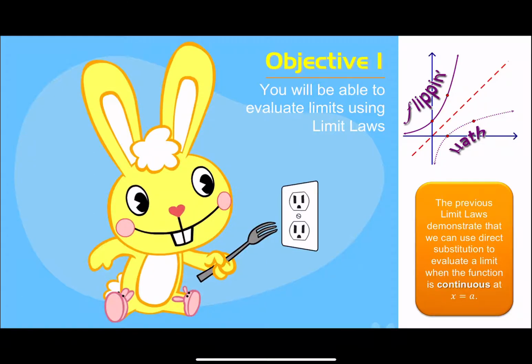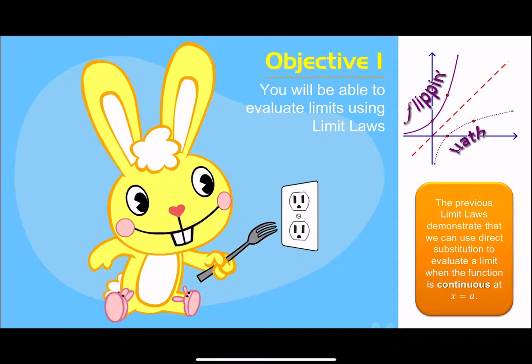So the first part of this lesson was a whole bunch of limit laws. And basically, those limit laws demonstrated that we can use direct substitution when we evaluate the limit of a function that is continuous at x equals a. But what do we do when it's not continuous there?